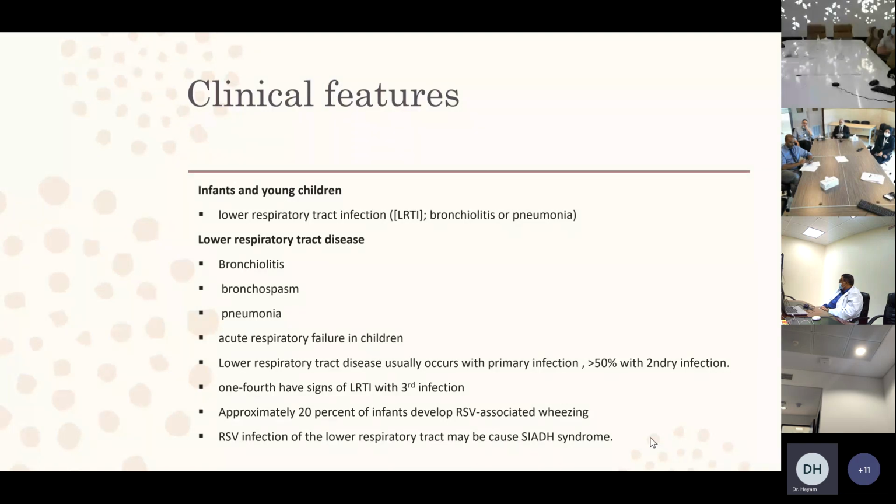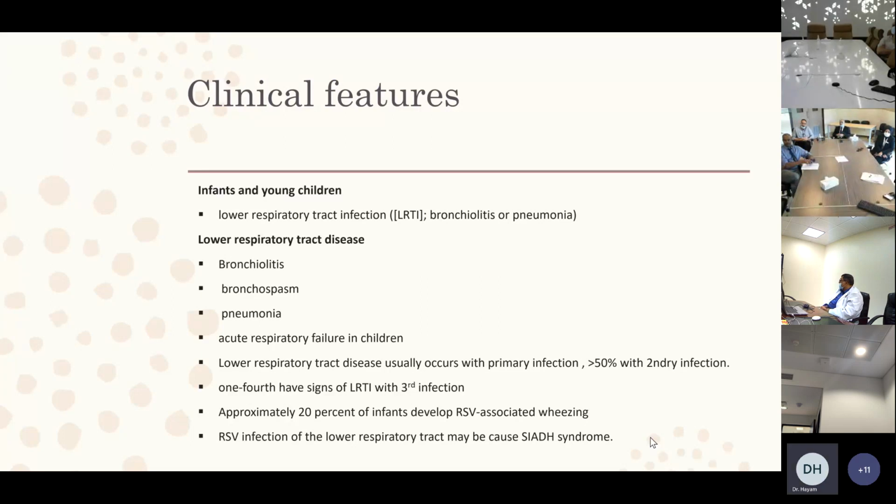Usually, it presents as lower respiratory tract disease in the first or primary infection. More than 50% present with lower respiratory tract disease with a secondary infection. With the third infection, 1/4 will have signs of lower respiratory tract disease. The more the baby gets infected with RSV, the less the severity of the symptoms with time. Approximately 20% of infants develop RSV-associated wheezing.